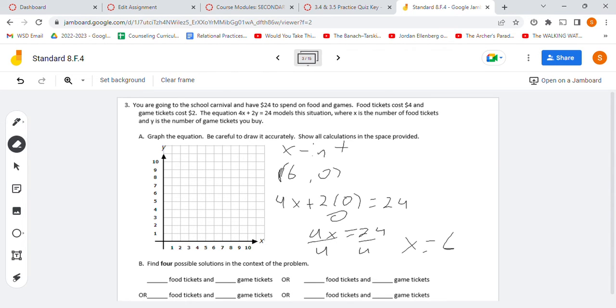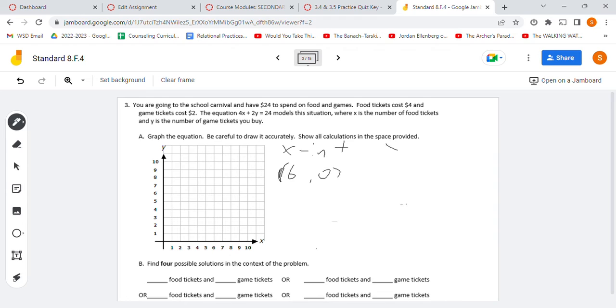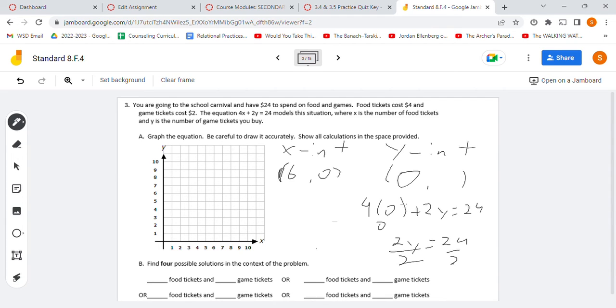We need to do our y-intercept now, so we are going to plug in the x value of 0 and figure out what our missing y value is. So that would give us 4 times 0 plus 2y equals 24. 4 times 0 is 0, so that leaves us with 2y equals 24. Solve this by dividing by 2, and we end up with y equals 12. So that is our missing y value.